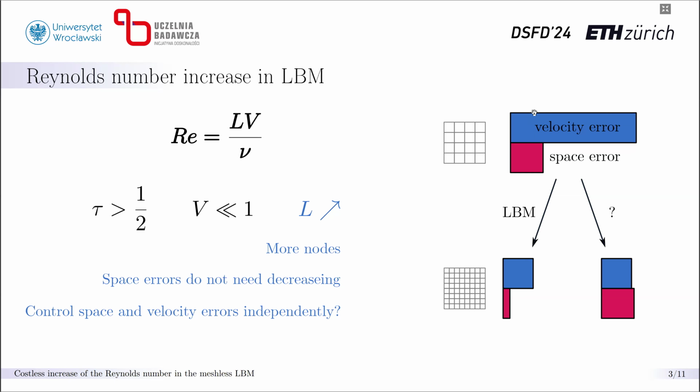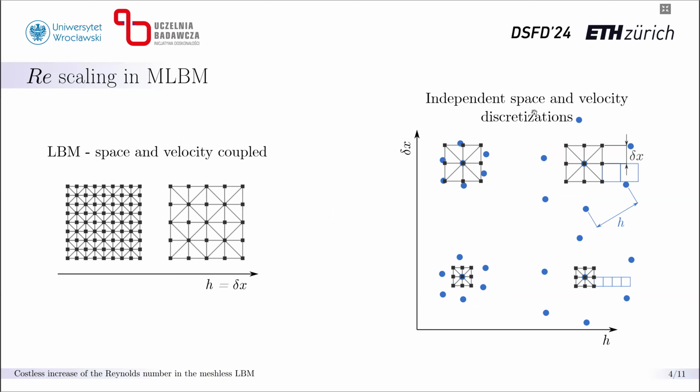At the same time, decreasing the lattice parameter means decreasing velocity and space errors simultaneously. It is often the case, however, that space errors do not need decreasing in certain parts of the domain or in the whole domain. So it is desirable to have an algorithm to control those two types of errors separately, and meshless LBM, due to the decoupled space and velocity discretizations, is such an algorithm. So now, how to increase Reynolds number in meshless LBM?